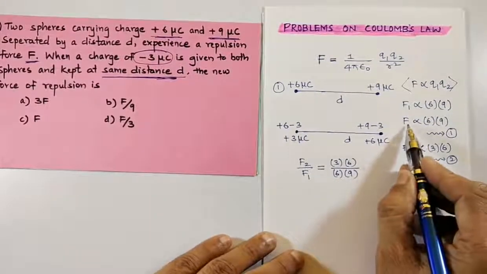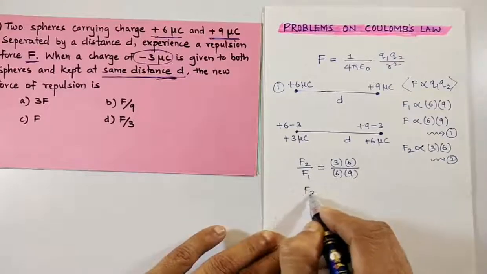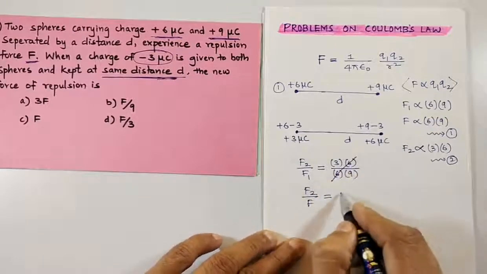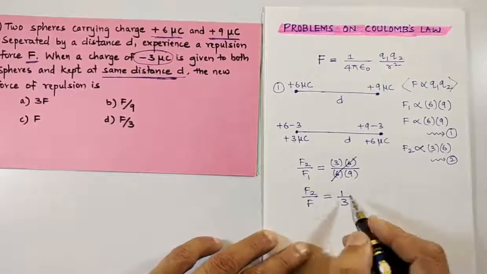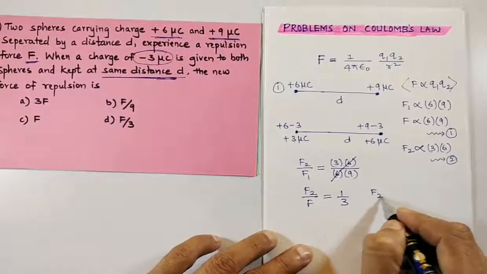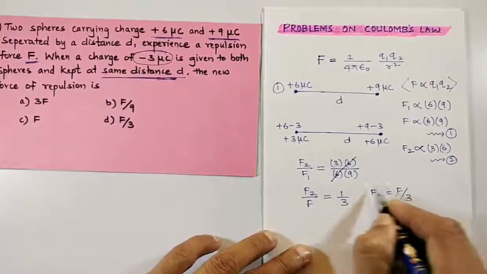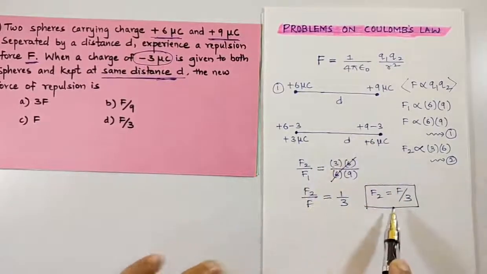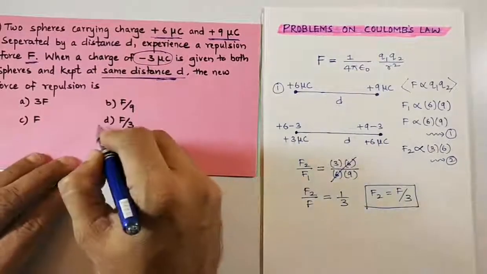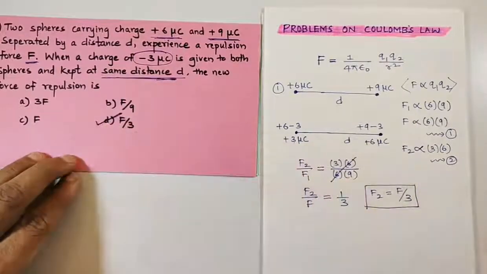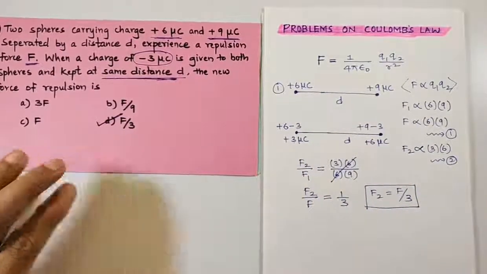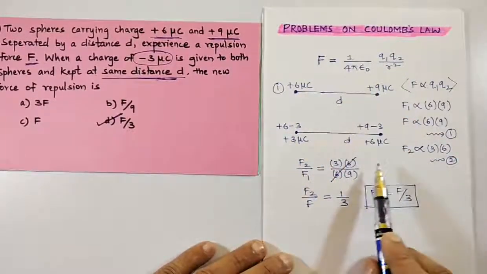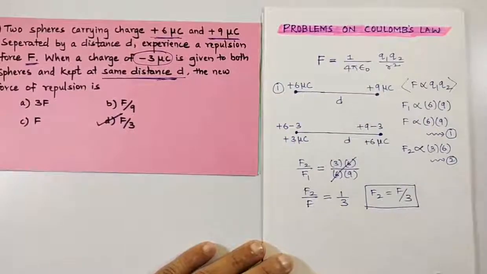But F1 he has given as F. So F2 by F is equal to, 6 gets cancelled, so you'll have 1 by 3. Cross multiply, so you'll have F2 is equal to F by 3. So the new force between those two charges will be F by 3. Means option D is the answer. Clear, students? So just F is proportional to Q1 Q2 in the first case and second case, then divide, and you'll have the answer.